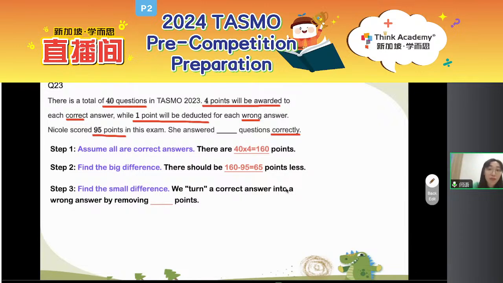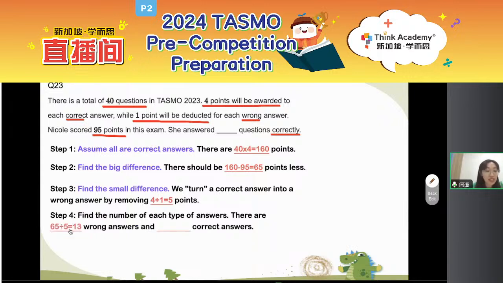So you need to think about it by changing one correct answer into one wrong answer. What should we do? How many points do we need to minus? Yes, it should be 5. Okay. So here, from get 4 to deduct 1, actually the gap here, it should be 4 plus 1. That is a 5. So here, as long as you want to turn a correct answer into a wrong answer, you need to deduct 5 points. So how many 5 can we deduct in 65 points? Correct. That is 65 divided by 5.